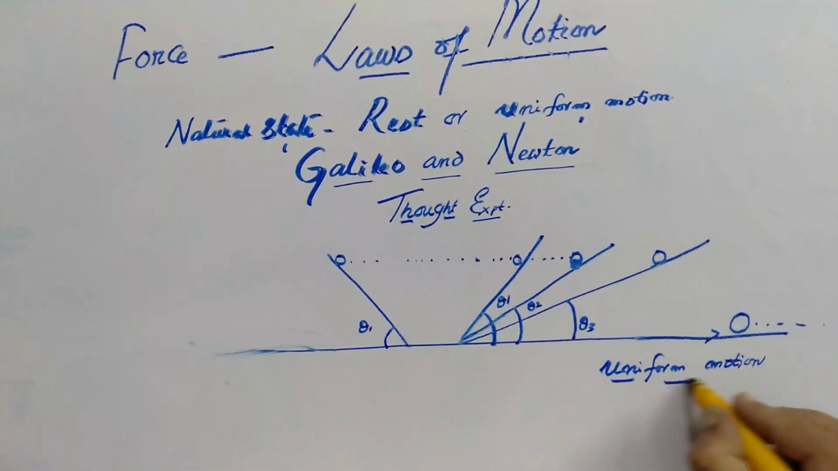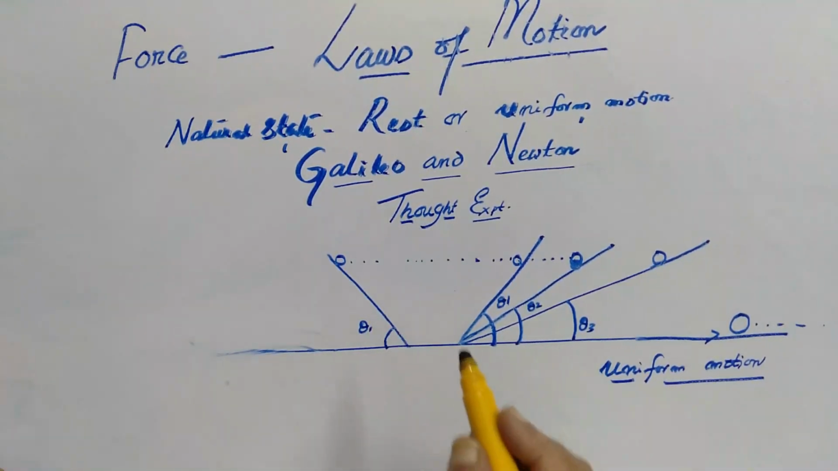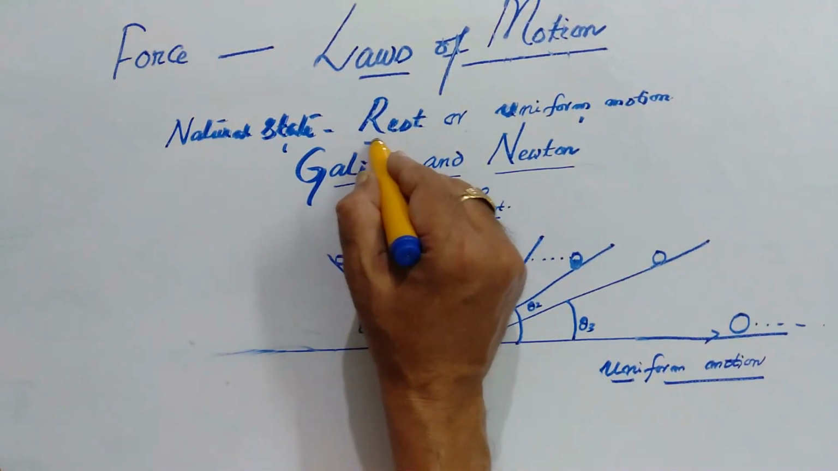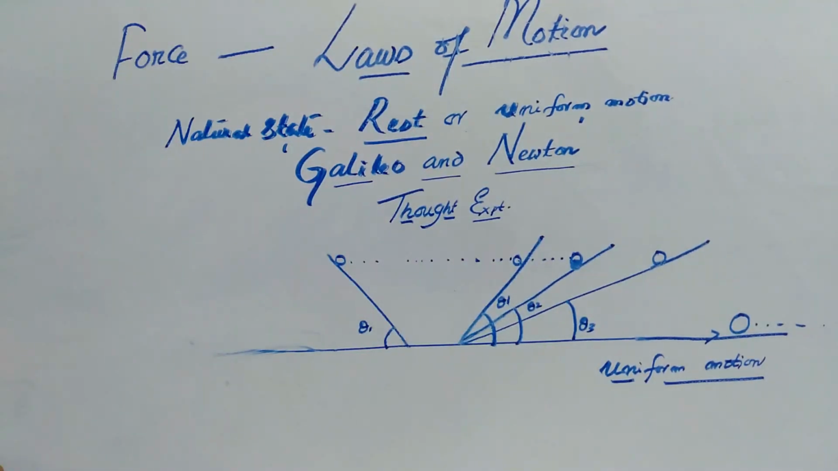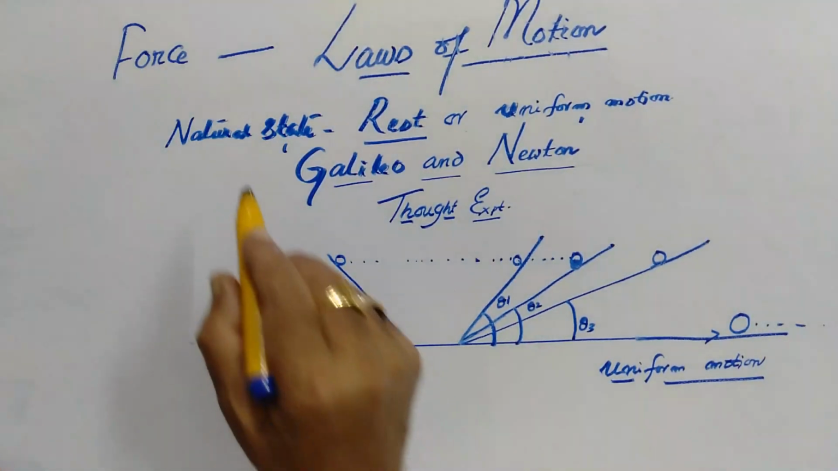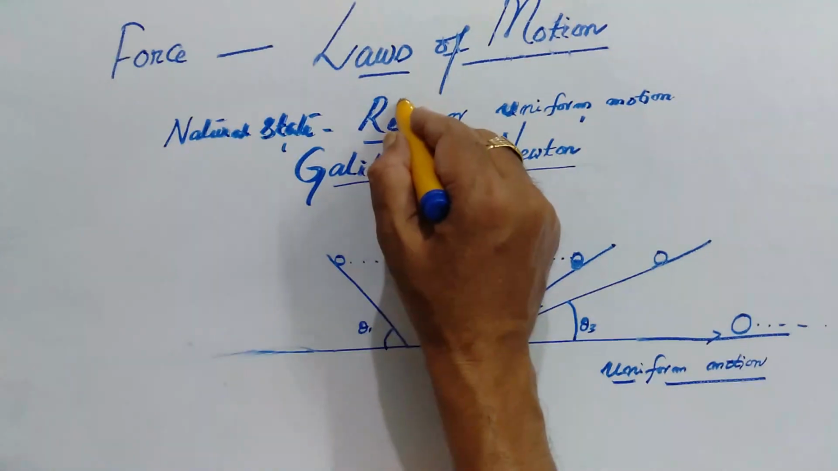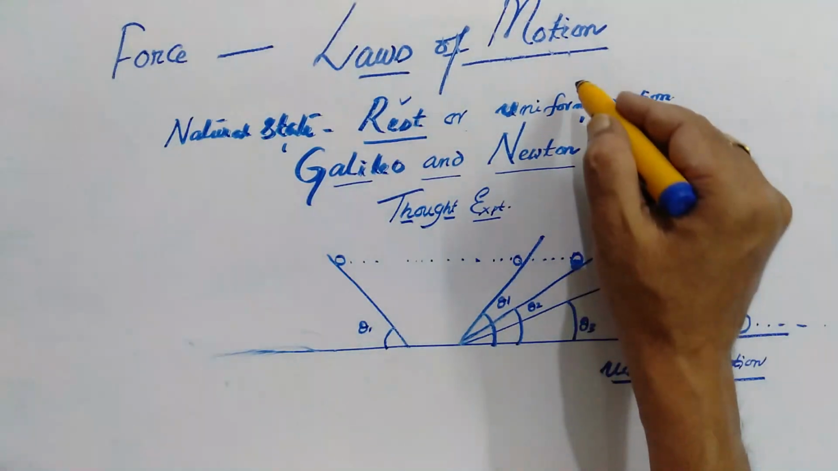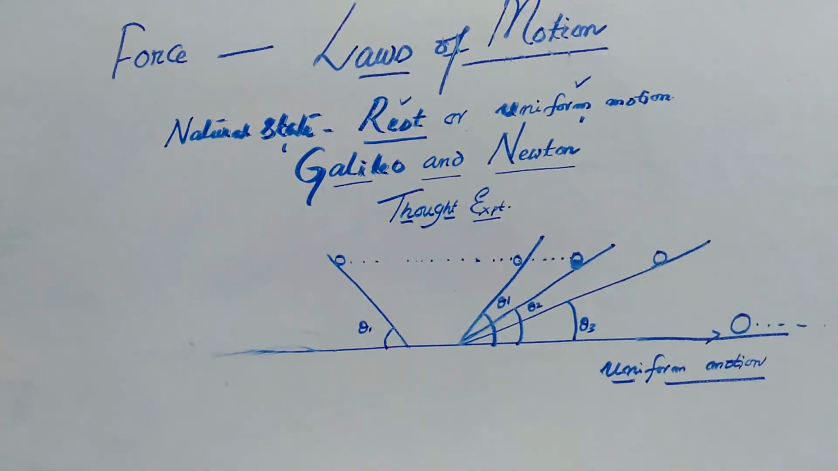And he has given that the natural state of an object is not only rest, but it could be uniform motion. And this property he named inertia.